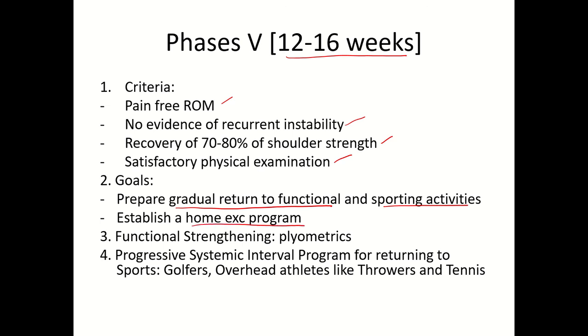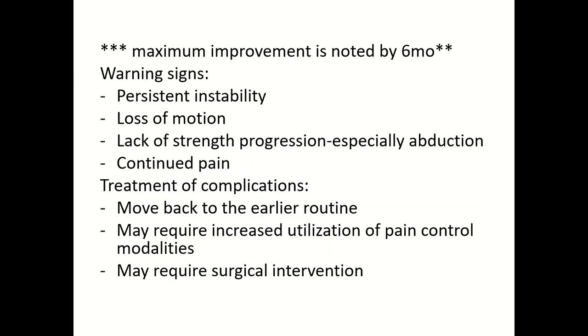Functional strengthening and plyometrics are performed, along with a progressive systematic interval program for returning to sports, which is sport specific, that is golfers, overhead athletes like throwers, and tennis. The last part of the rehab protocol for anterior shoulder instability: maximum improvement is noted by 6 months. The 6 months is very important.